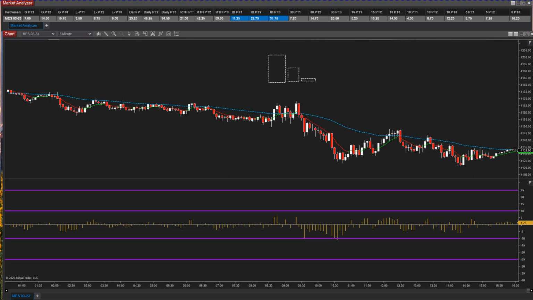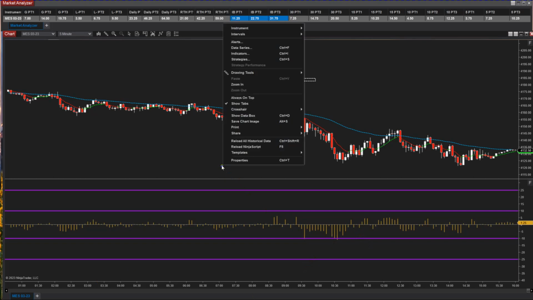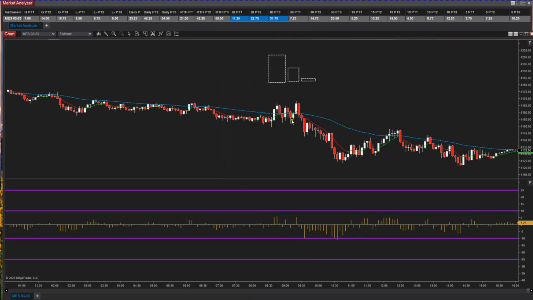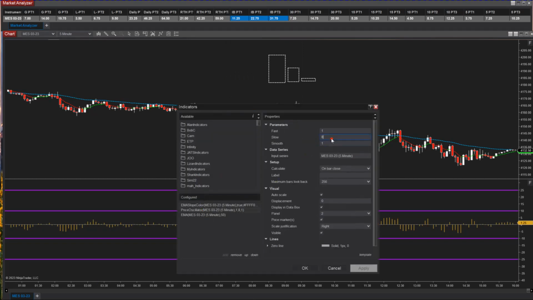So here is a price oscillator on the chart on the bottom. And what this is, it's a standard NinjaTrader indicator. And what the price oscillator does is it measures the distance between a moving average and price. That's all it does. So when you first get the price oscillator on your chart in NinjaTrader, it comes with NinjaTrader. It's called the price oscillator.